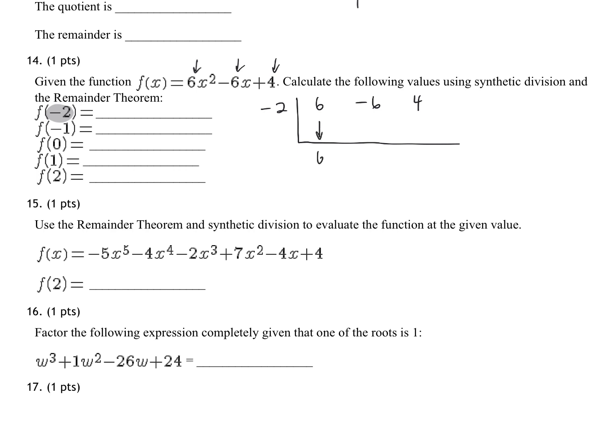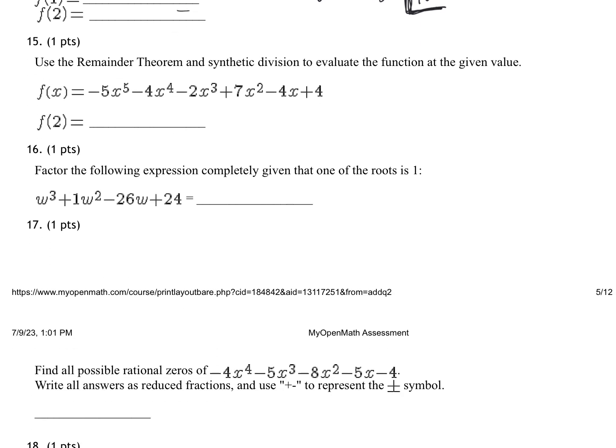So we bring the 6 down, we'd get -12. Add, we'd get -18. Multiply, 36. Add, get 40. So here the answer would be 40. You're just looking for the remainder. And you would do this for all of these, and whatever you get for the remainder, you'd fill in the blank.